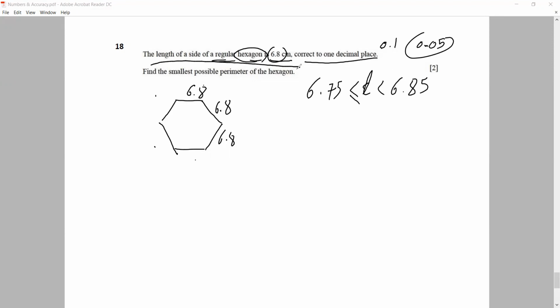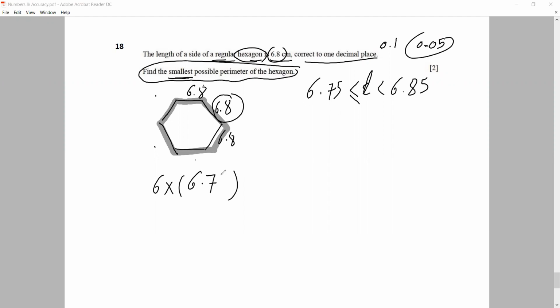So what are they asking us? Find the smallest possible perimeter. Perimeter is the summation of all these sides together. And since they're regular, I'm just going to calculate one of them and multiply it by 6. Since they ask for smallest possible, the lower bound for 6.8 is 6.75, and you multiply that by 6, it should give you 40.5, right? As easy as that. So that takes care of the last question.